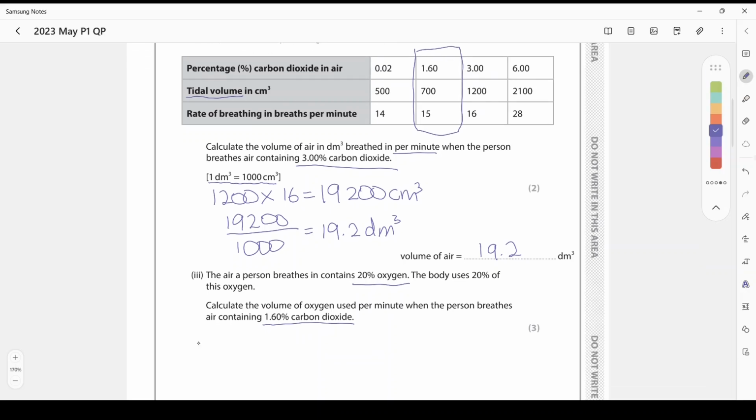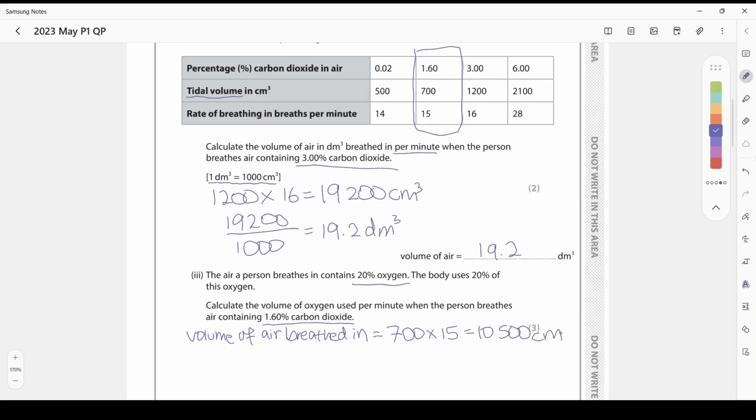So let's write volume of air breathed in. And again, for one breath, the tidal volume is 700 cm³, and then they're breathing in 15 breaths per minute. So we would do 700 times 15, and that should give us 10,500.